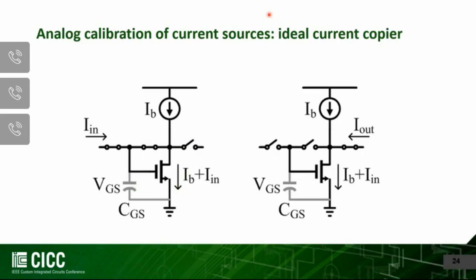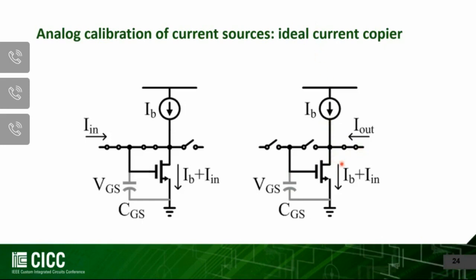Now, let's open the two switches on the left and close the one on the right, connecting it to a load. Since the gate is floating, and VGS stayed at the prior level stored on CGS, then the drain current didn't change. Therefore, Iout ideally is equal to Iin.